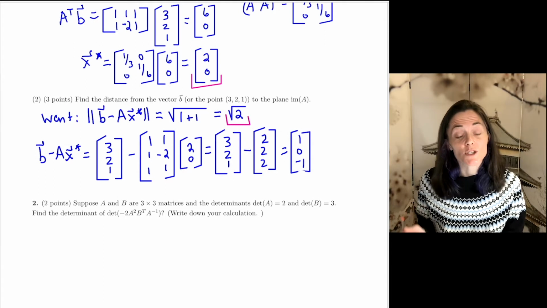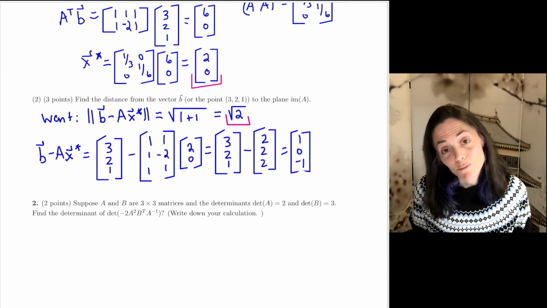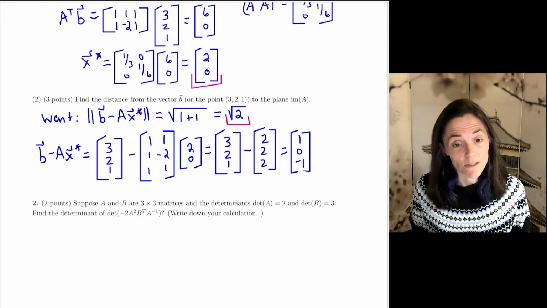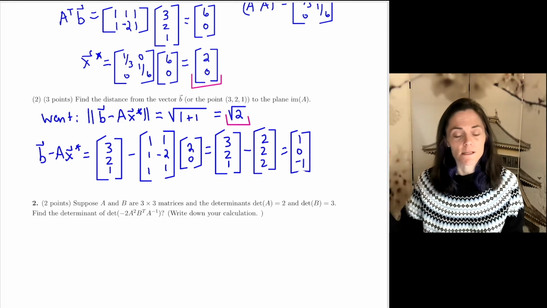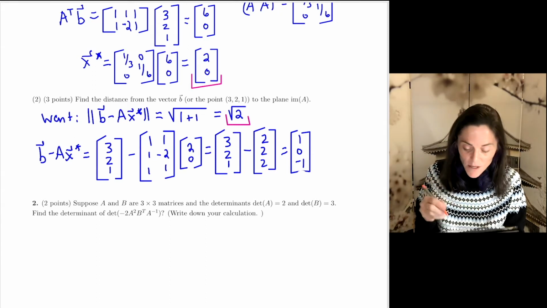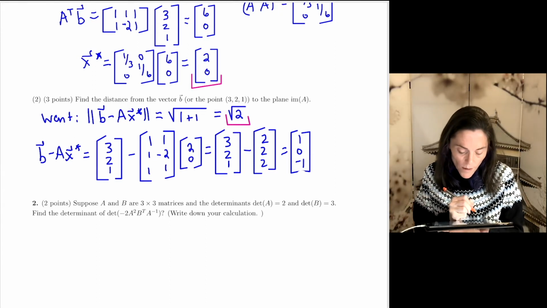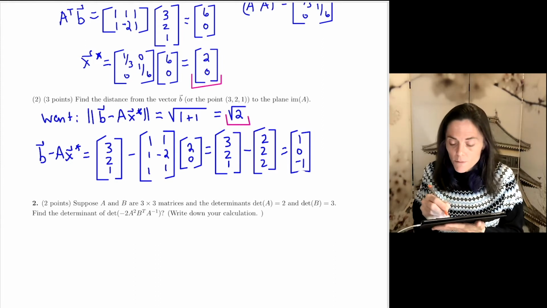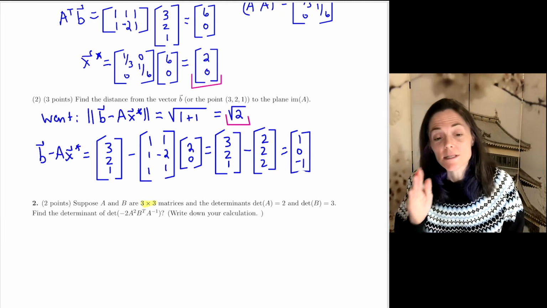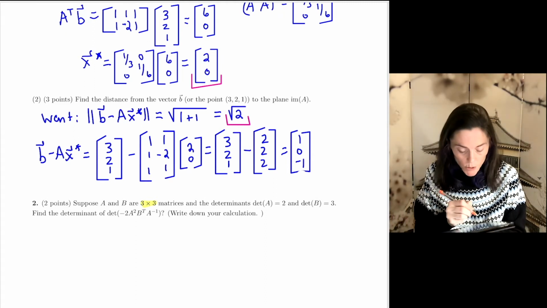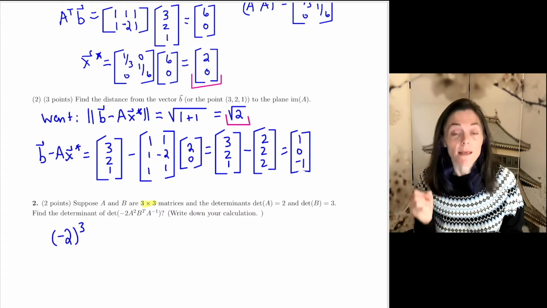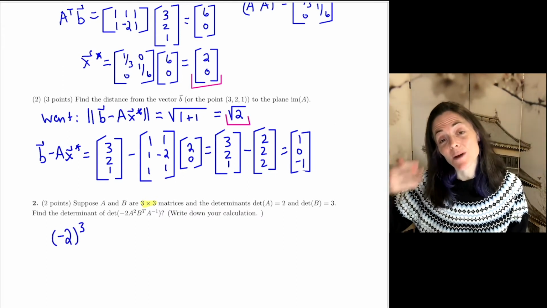The next question is a determinants question. A and B are 3 by 3 matrices. Determinant of A is 2. Determinant of B is 3. We want the determinant of this big product of things. Well, we have to use properties here. So first of all, this 3 by 3 part of this is really important because you see I have this constant minus 2. So I'm going to have a minus 2 to the 3 here because you factor a minus 2 out of each row.